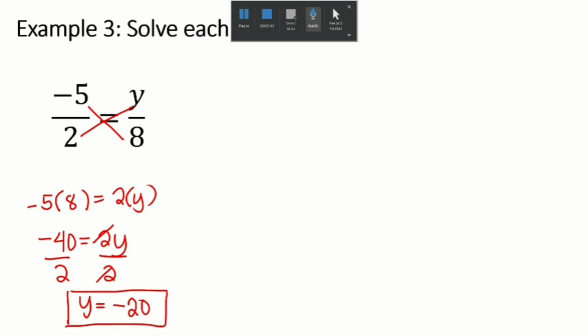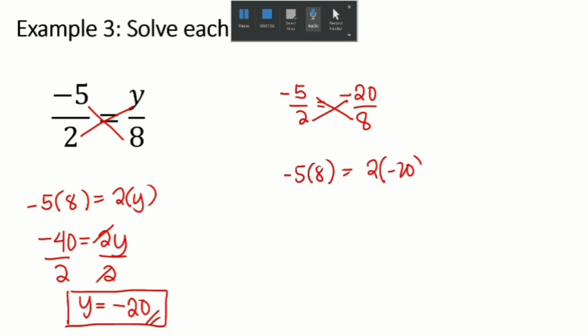Then let's check if this will produce a true proportion. We have negative 5 over 2 equals, plugging in the value of y, negative 20 over 8. So cross product, this is negative 5 times 8 equals 2 multiplied by negative 20. Negative 5 times 8, that is negative 40, equals negative 40. That means y equals negative 20 is a solution, and that ends our lesson for today.